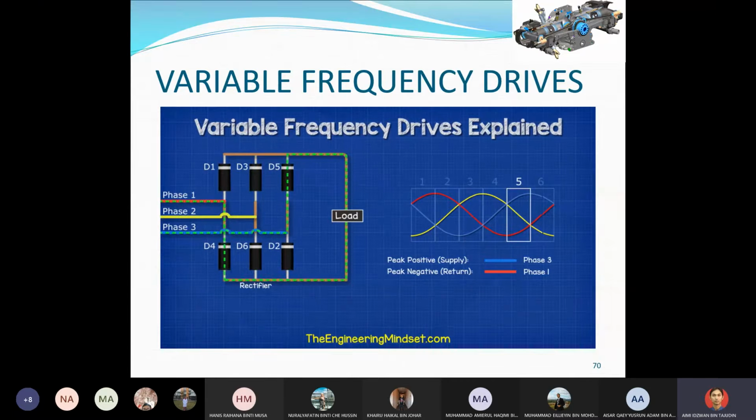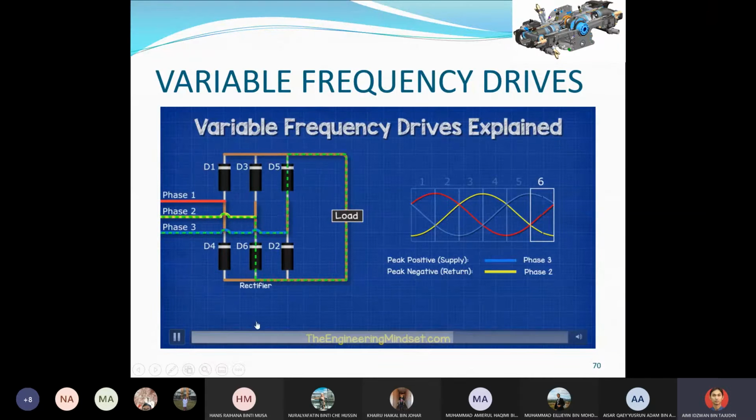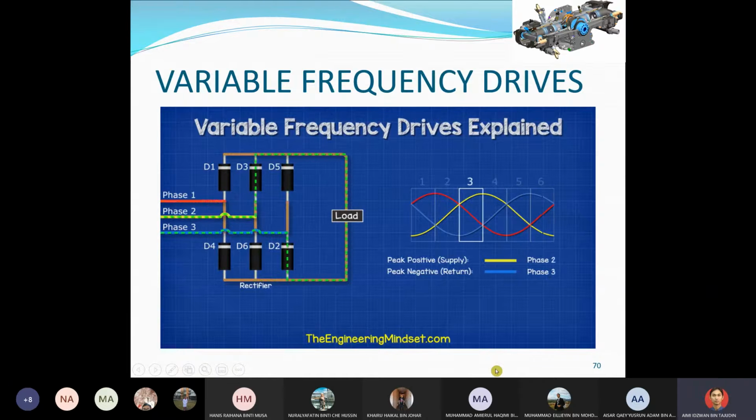In the next segment, we see that phase 3 is now approaching its positive peak, so the current flows through this phase via diode 5. It then flows through the load and then returns via diode 4 into phase 1. Finally, the current flows through phase 3 via diode 5, through the load and then back into phase 2 via diode 6. This cycle just repeats constantly like this.